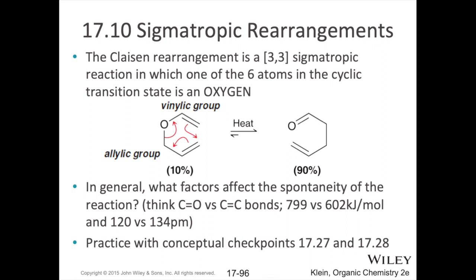The Claisen rearrangement is a 3,3 sigmatropic rearrangement as well. However, in this case, one of your atoms is going to be an oxygen. Notice that the oxygen's part of our molecule. It's sort of internal here, right? It's an ether functional group. When we do our rearrangement, we wind up with an aldehyde here. So we've got a carbonyl in this process, and this is again product favored, right?